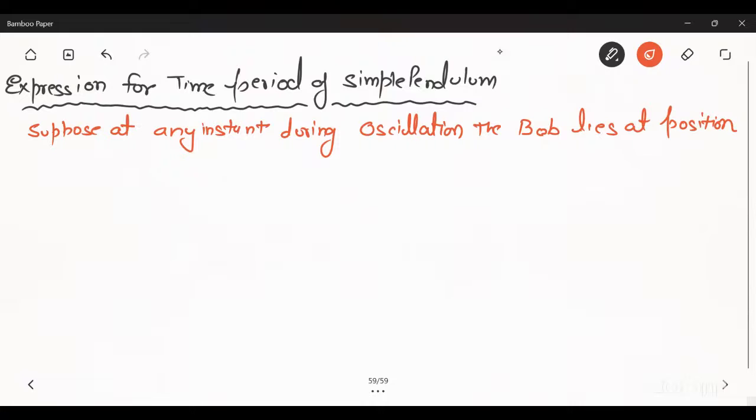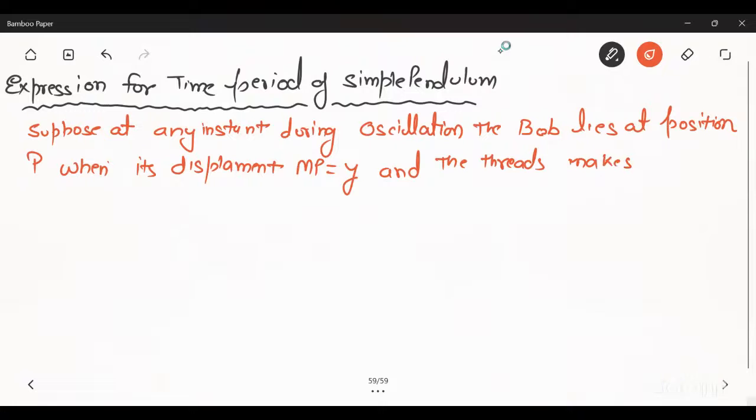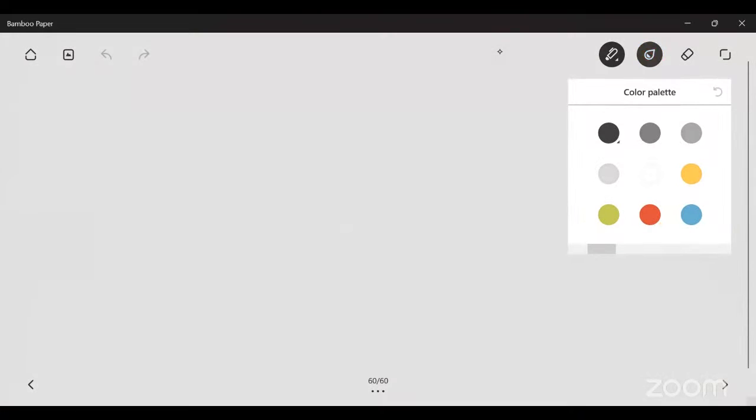At position P, when its displacement MP is equal to Y, and the thread makes an angle theta with the vertical. Now, suppose this is the metal bob.